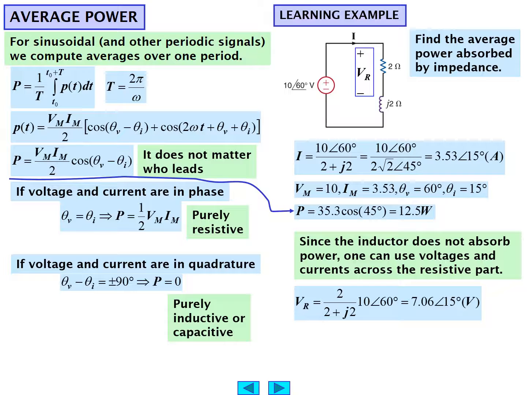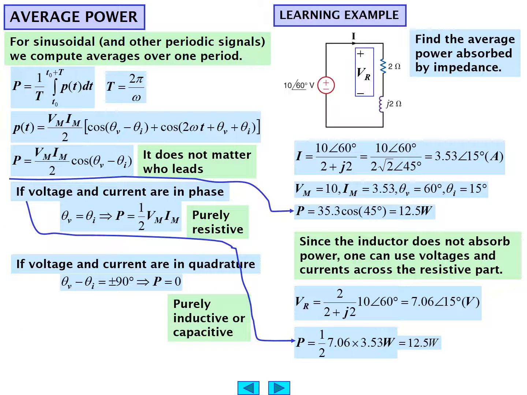And not shown here, of course, we would have to take 2 plus j2 and recast it in polar form, then perform the complex arithmetic. You should do that yourself, and end up with 7.06 at angle 15 degrees volts. That would be the phasor that appears across the resistive element.